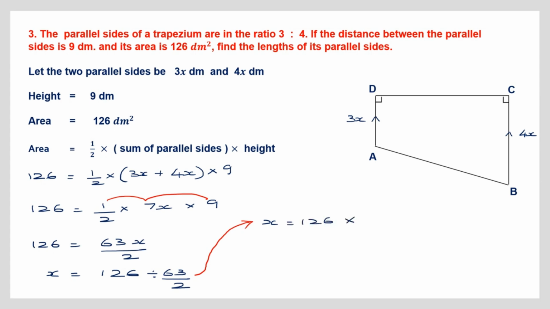126 into 2 by 63. Now we can cancel 63 and 126. 63 into 2 is 126. So this is 1 and this is 2. So now 2 2s are 4. So now we have found the value of x. x is equal to 4.